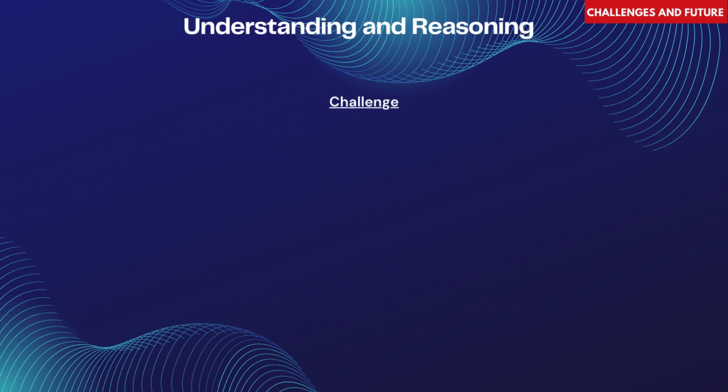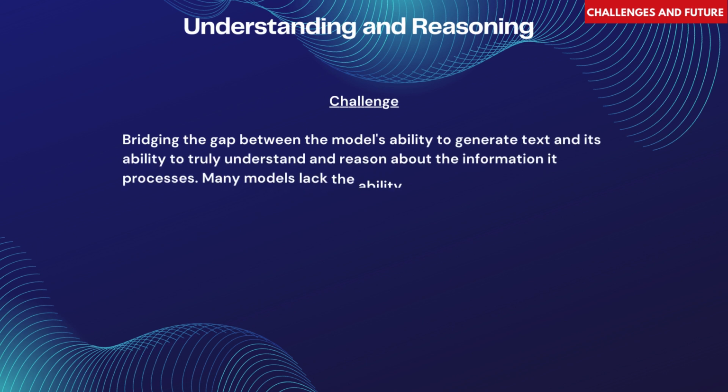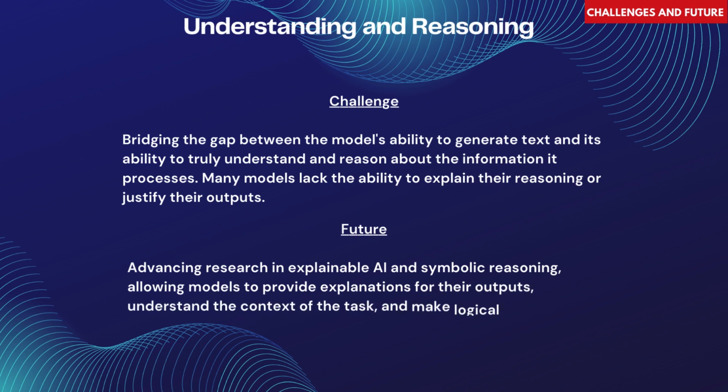4. Understanding and reasoning. Challenge: bridging the gap between the model's ability to generate text and its ability to truly understand and reason about the information it processes. Many models lack the ability to explain their reasoning or justify their outputs. Future: advancing research in explainable AI and symbolic reasoning, allowing models to provide explanations for their outputs, understand the context of the task, and make logical inferences based on the information they receive.